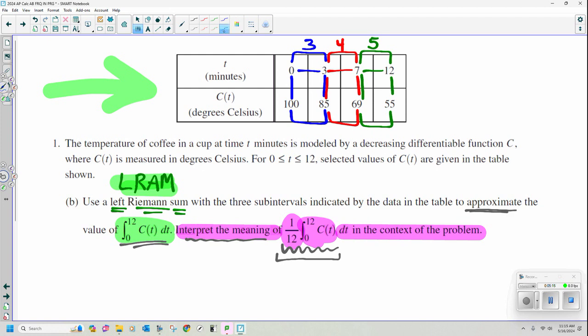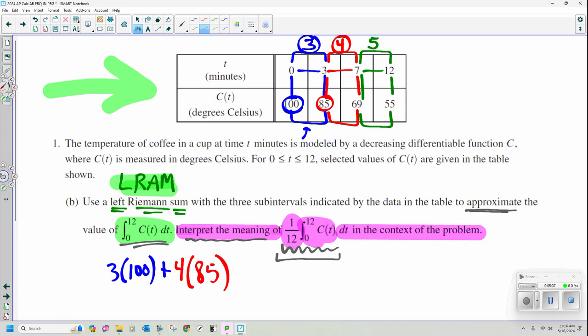As I'm looking at the left rectangle in blue, and I've got to do a LRAM, I want the left Y value. I've got to multiply that times the width. So it is 3 times 100 plus, now I want to do the red rectangle. The left value is 85 times the width of 4. Next, I'm going to do the green rectangle. My left value is 69 times 5.